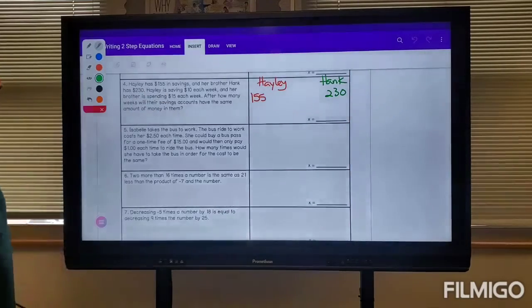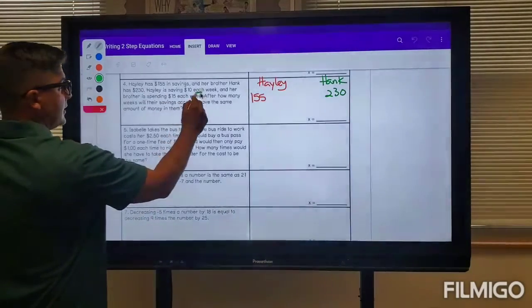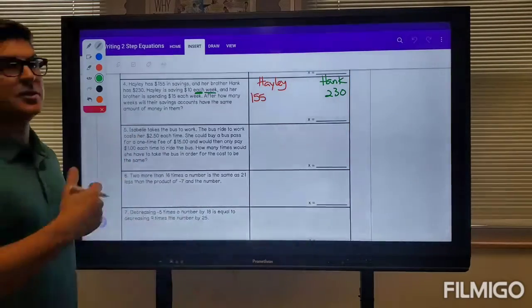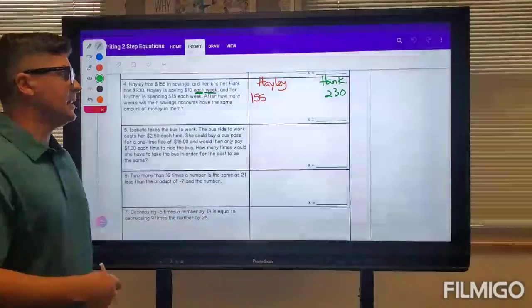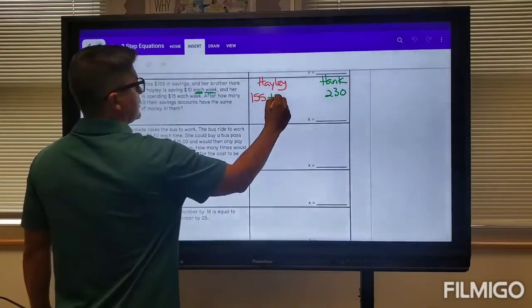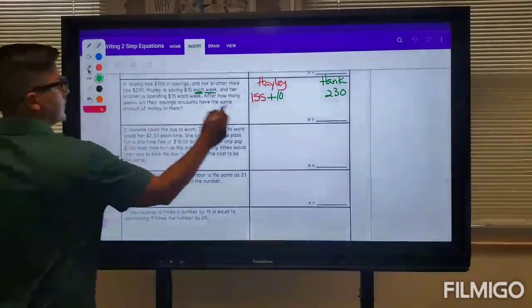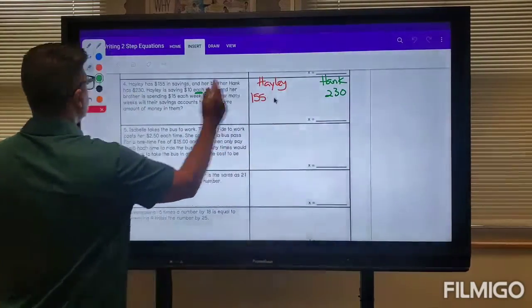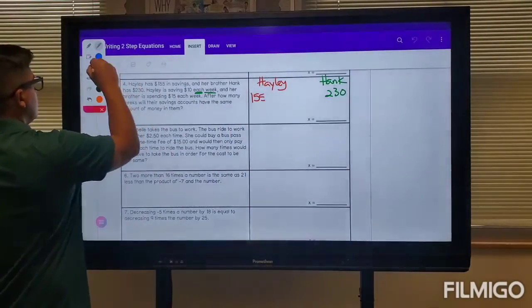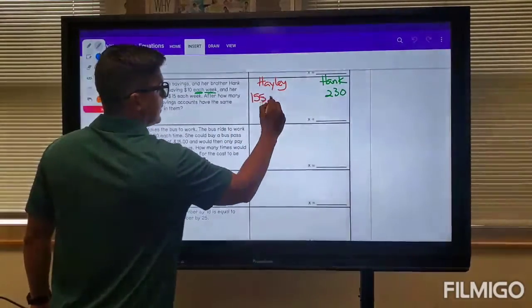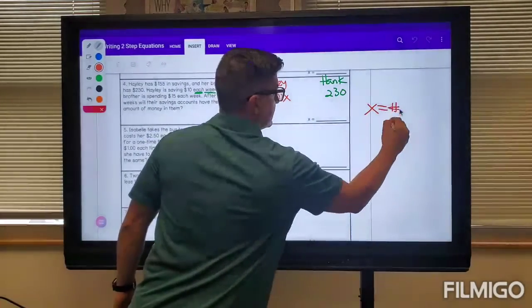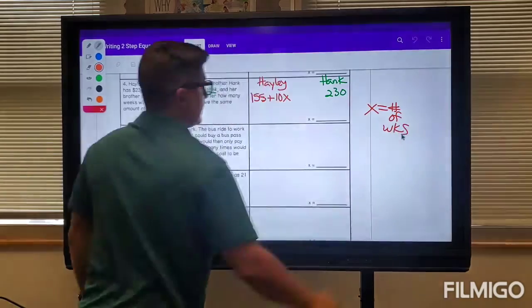Haley is saving $10 each week. So each week. Okay? So there's my variable. And the reoccurring situation, the reoccurring thing that keeps on happening, that's what's going to give you your variable. So each week she's saving $10. Try and stay consistent with my colors here. She's saving $10 every single week. So X, the number of weeks.